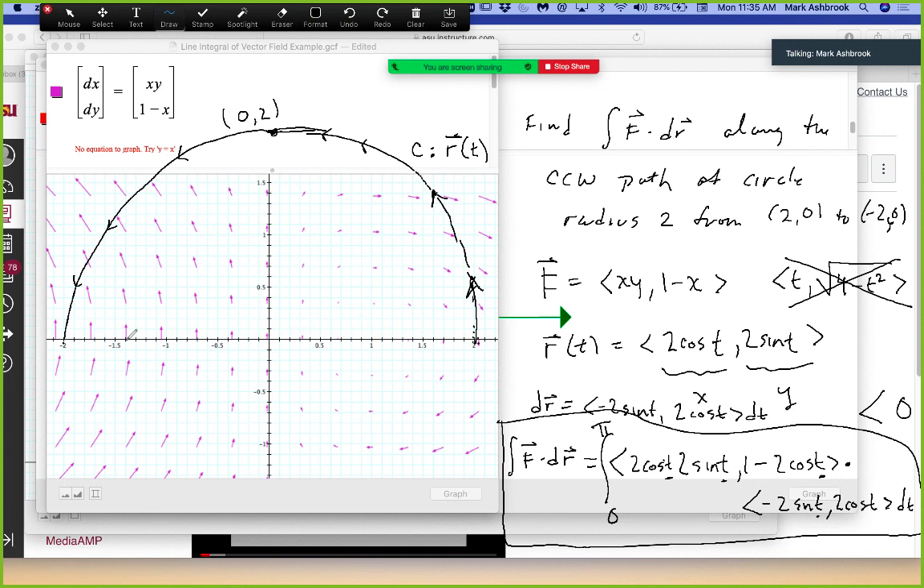Questions on setting up this line integral? So to solve it, you do the dot product. That means multiply and add. And then you'd have a little work to do a trig integral like from Calc 2.